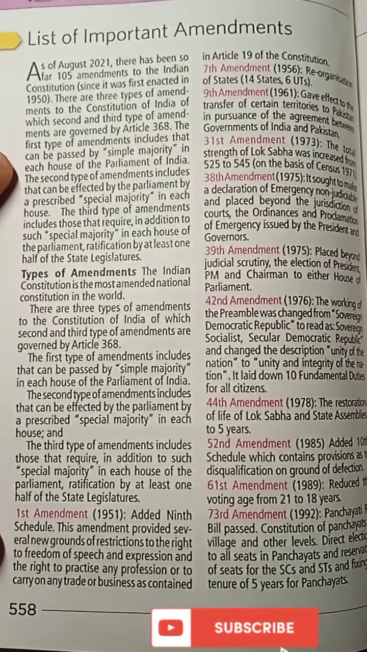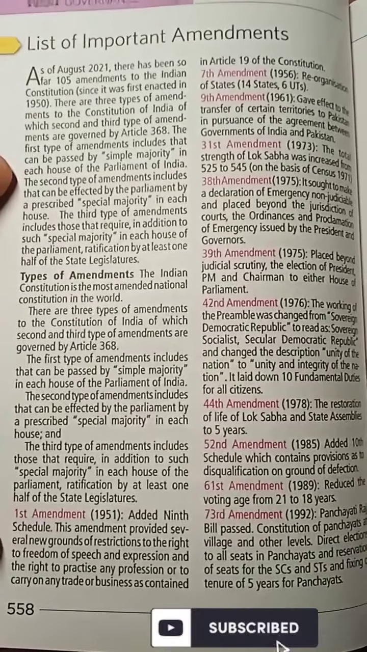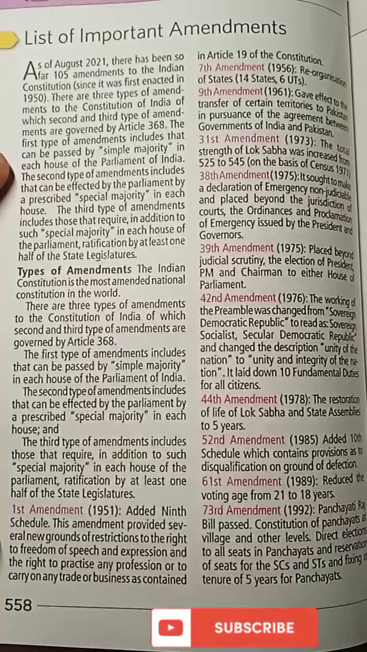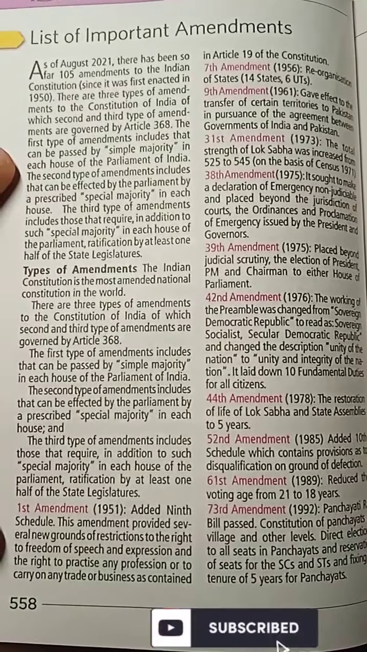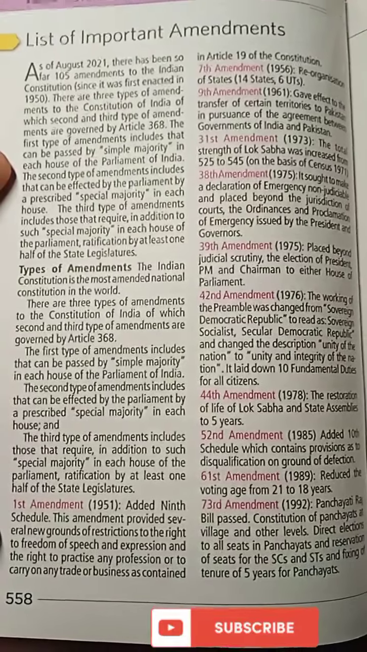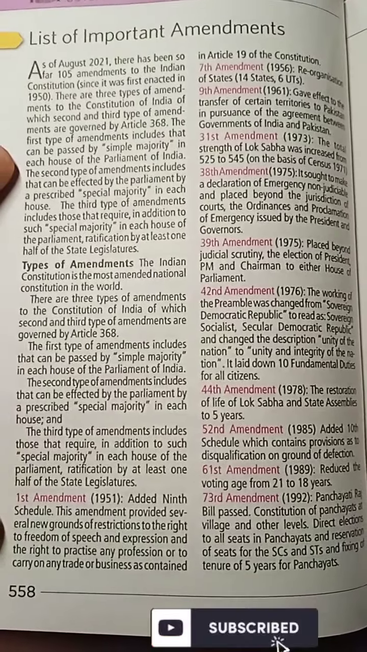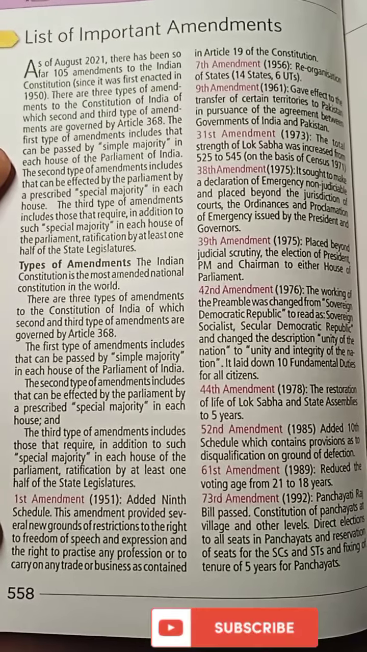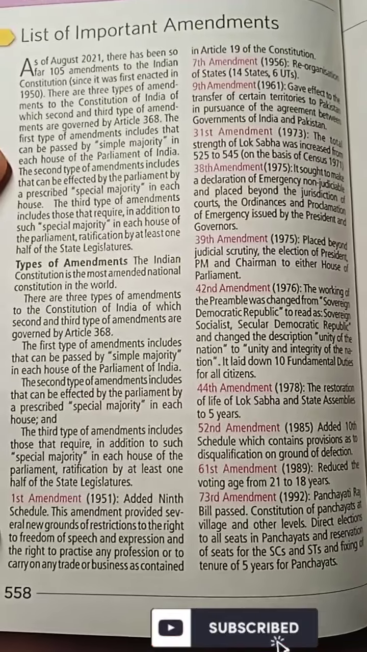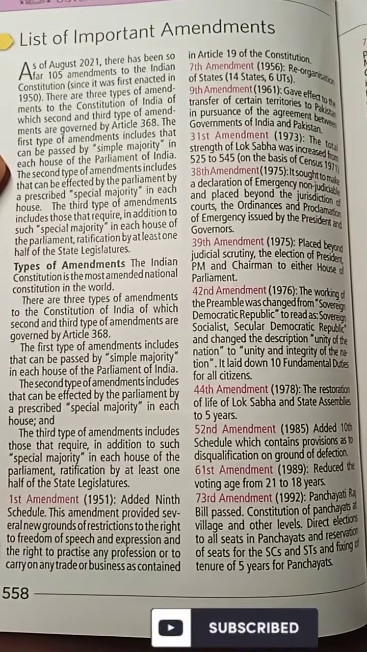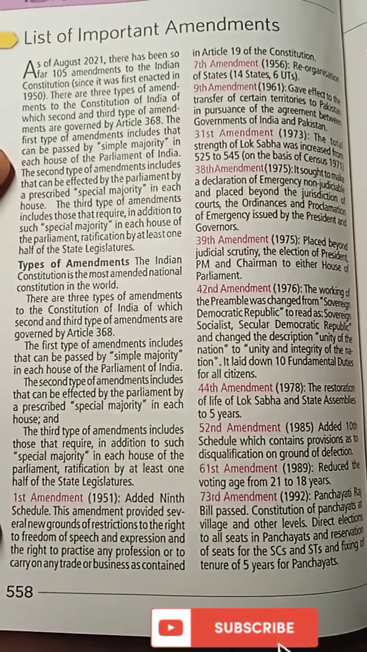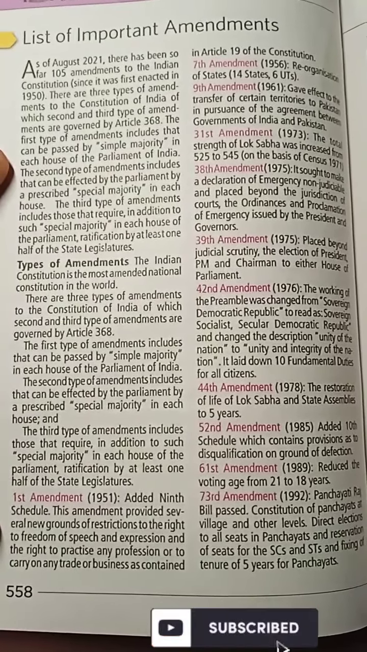There are three types of amendments to the Constitution of India, of which the second and third are governed by Article 368. The first type of amendment includes those that can be passed by a simple majority in each House of the Parliament of India. The second type includes those that are effected by the Parliament by a special majority in each House, and the third type includes those that require, in addition to such majority in each House of the Parliament, ratification by at least one half of the state legislatures.